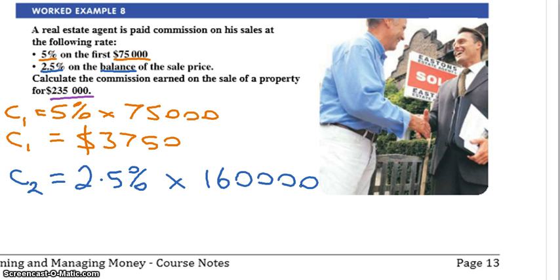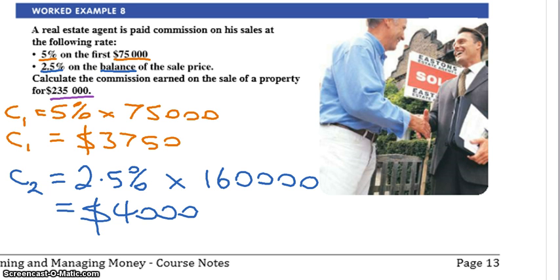If the house was sold for 78 grand, he'd only get 2.5% on 3 grand, because that's what's left after the first 75 has been worked out. So we've already done the first 75, scratch it. We're now doing 2.5% of the 160 grand. That's 4,000. Awesome. So we've now got C1 and C2.